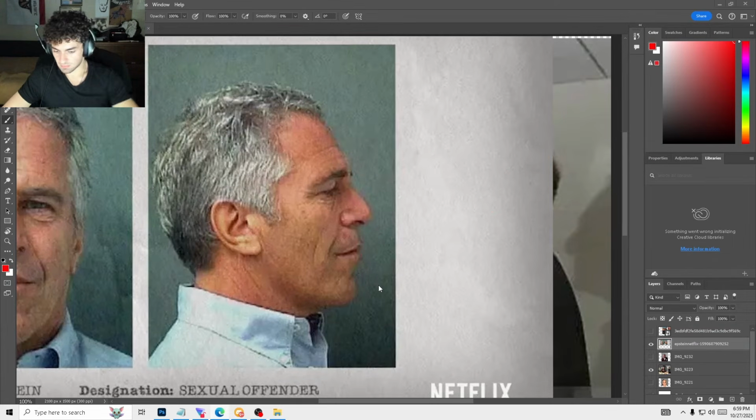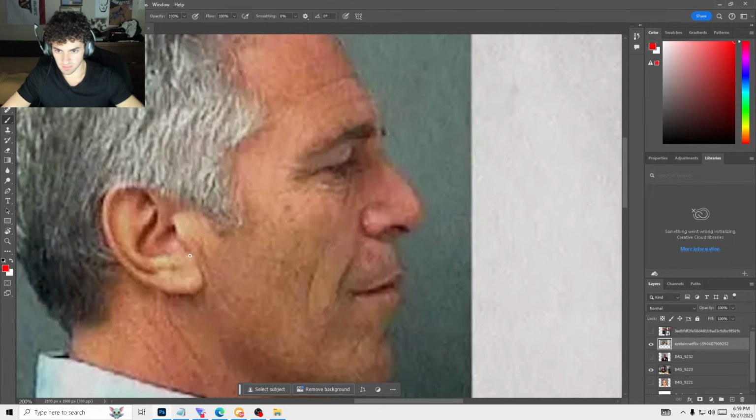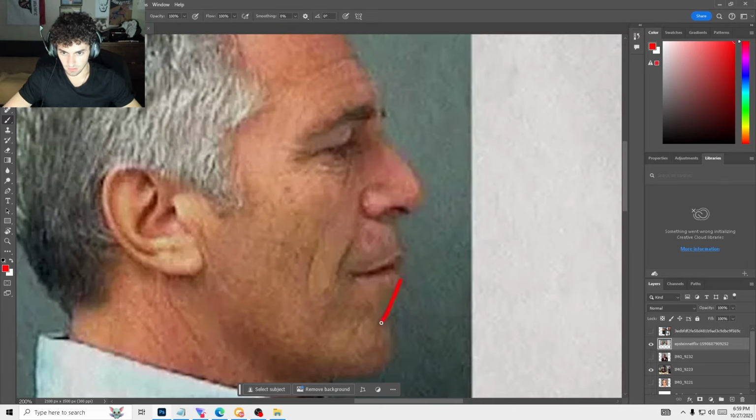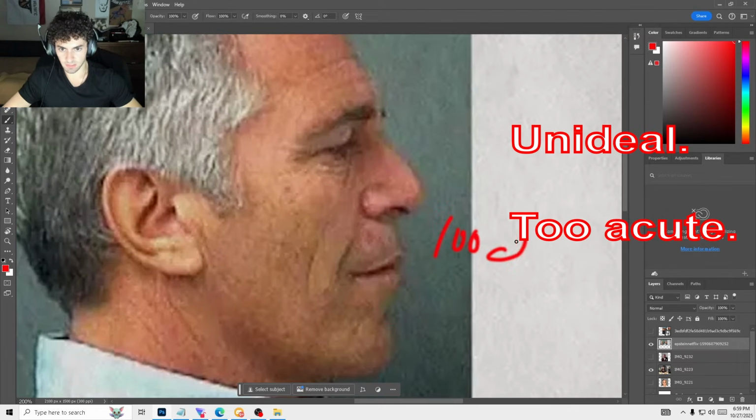Next, for Jeffrey Epstein's mentolabial angle. This was actually kind of weird. I couldn't really get this one that easily because, you see his chin, it goes like this. It's kind of hard to get that angle, but I got roughly 100 degrees on his mentolabial angle, which is too acute, actually. It's not in the ideal range. So that marks him down.